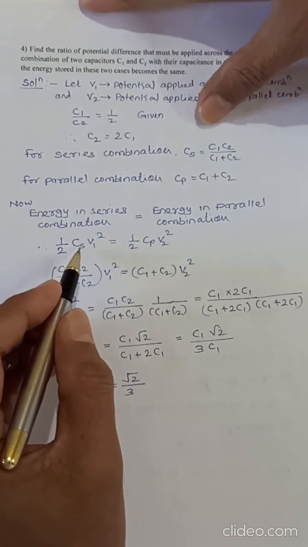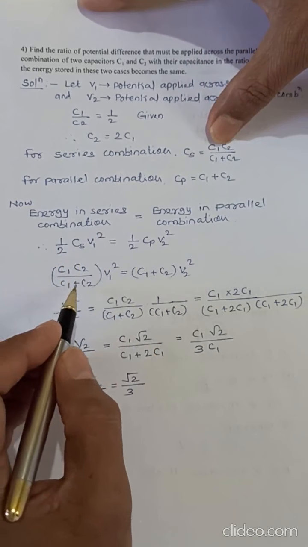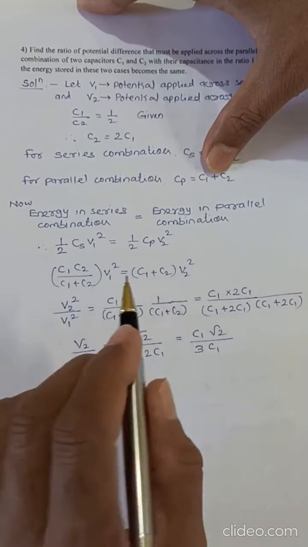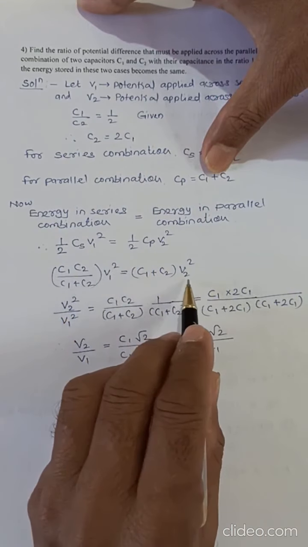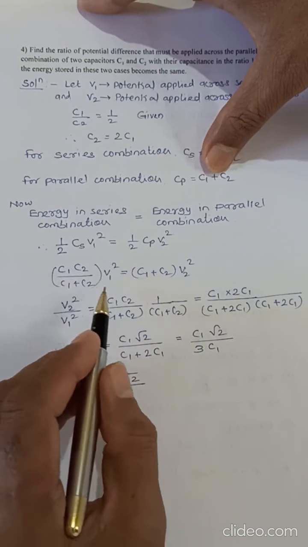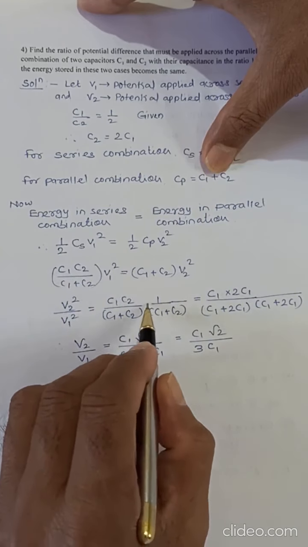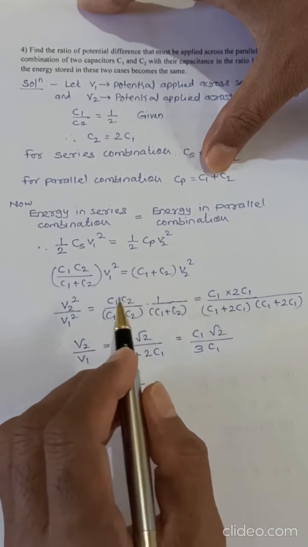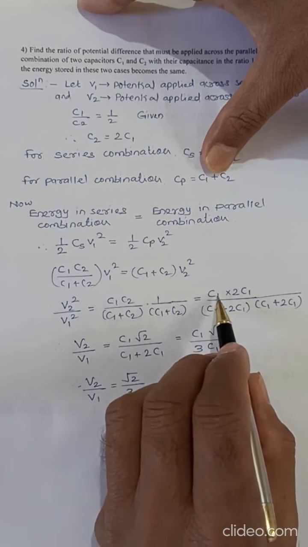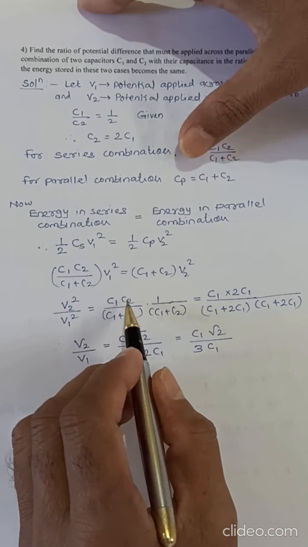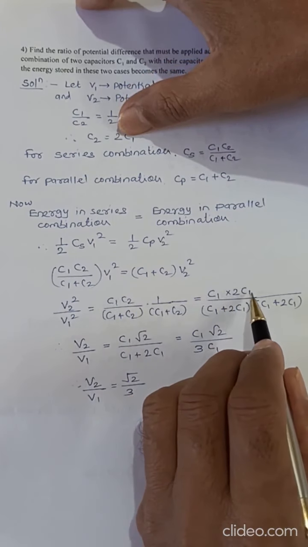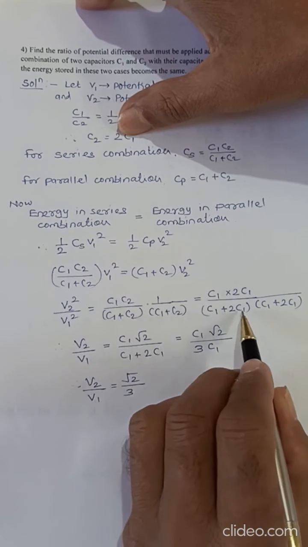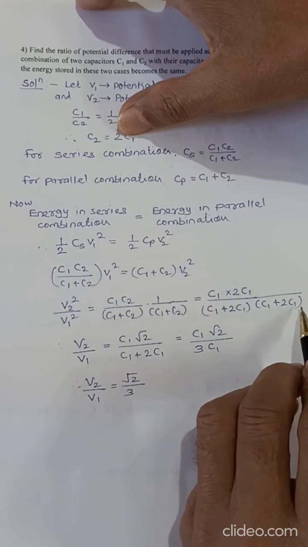Put the value of CS. CS is equal to C1 C2 upon C1 plus C2, times V1 square, is equal to CP, C1 plus C2, times V2 square. So V2 square upon V1 square is equal to C1 C2 upon C1 plus C2 into, take the reciprocal, 1 upon C1 plus C2. Here C1 is as it is. Put the value of C2: C2 is equal to twice C1. So C1 into twice C1 upon C1 plus twice C1, and here also C1 plus twice C1.